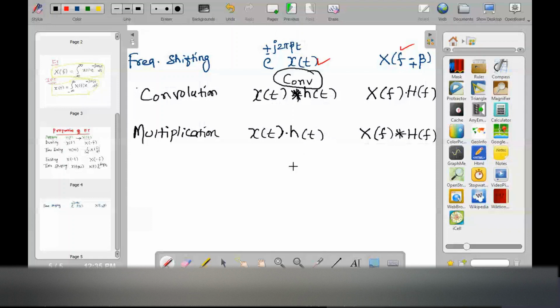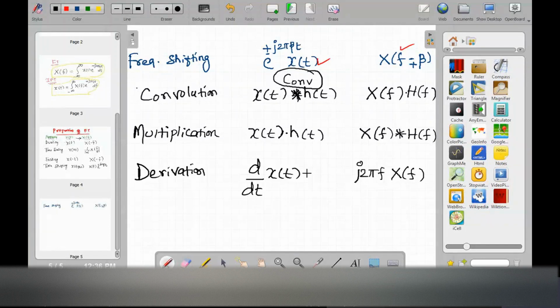So there is one more property called the derivation property. That means if I differentiate x of t in the time domain, in the frequency domain it will be just multiplied by j 2 pi f. The Fourier transform of x of t is X of f, and d by dt will become j 2 pi f. This is the derivation property. And next, I will go to a new page.